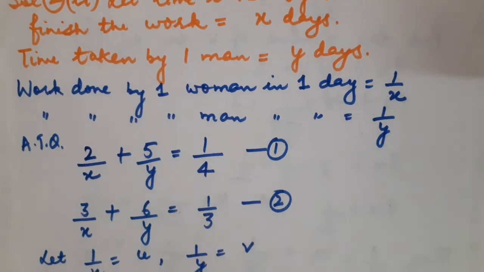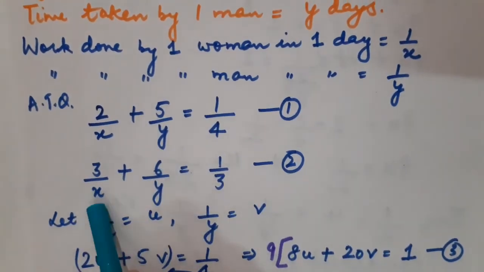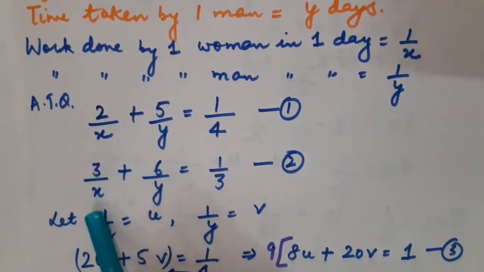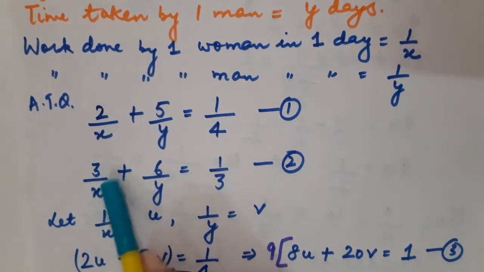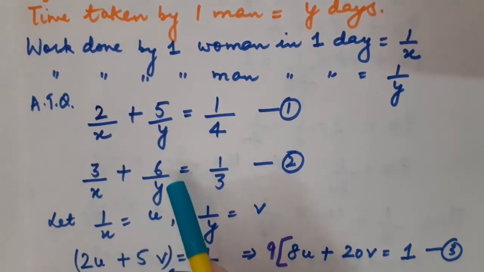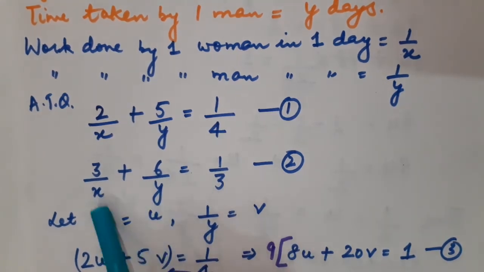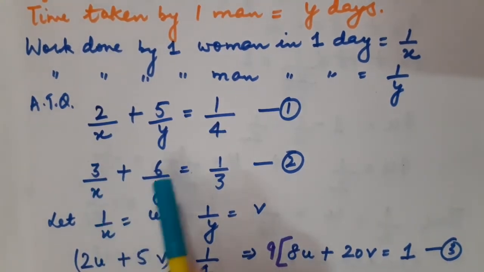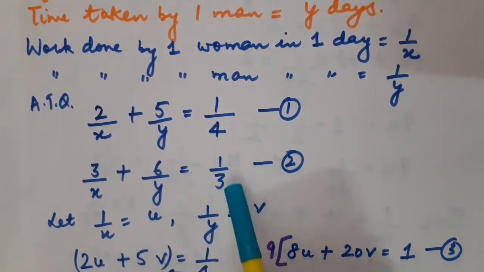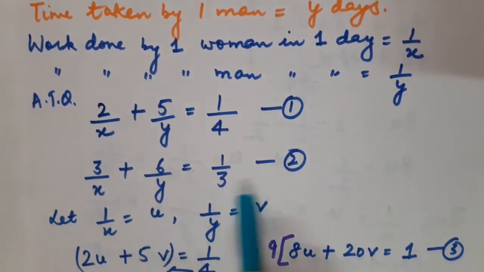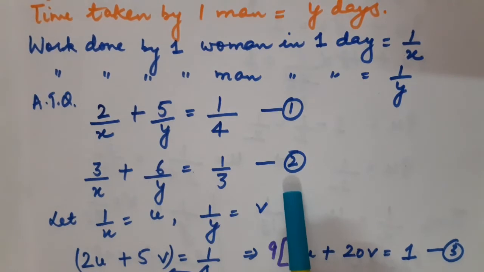Clear children? Now for case 2, 3 women: how much work are they going to do? That is 3 upon x, plus 6 men, that is 6 upon y. How many days are they going to take? 3 women and 6 men are finishing the work in 3 days. So definitely the work done by them is equivalent to 1 upon 3. Clear children? Just have a look. Hasn't it become the same type?